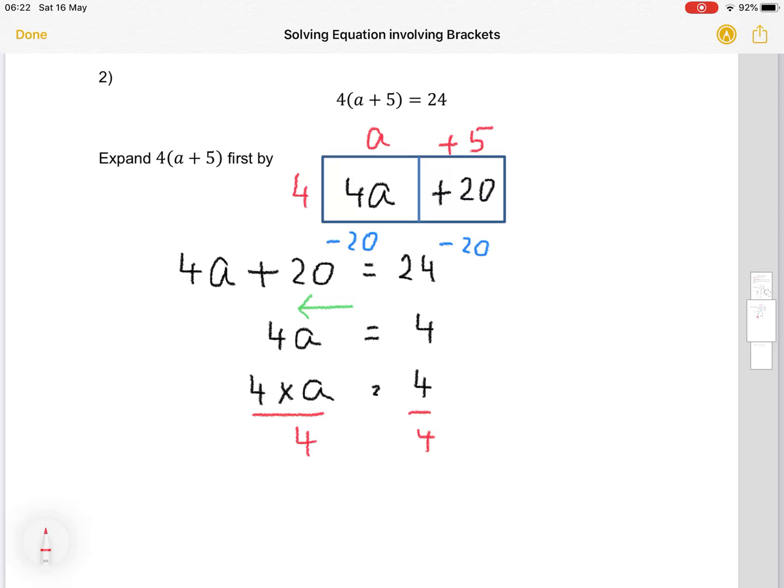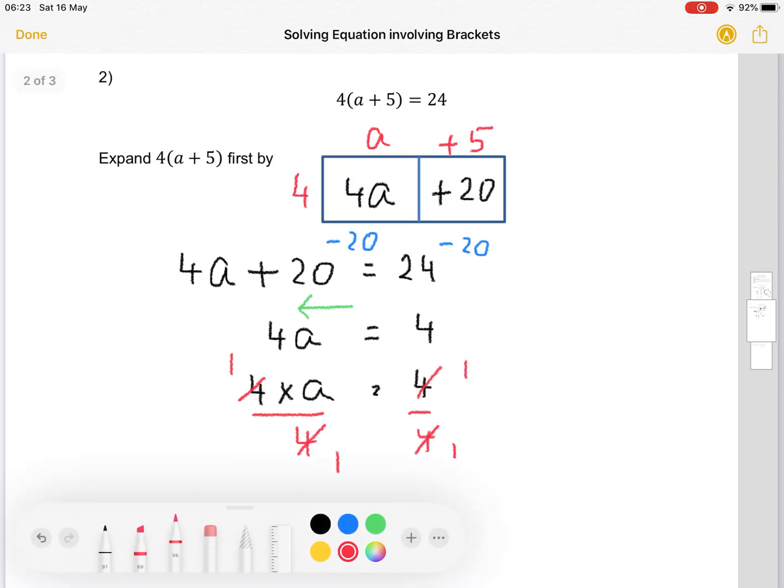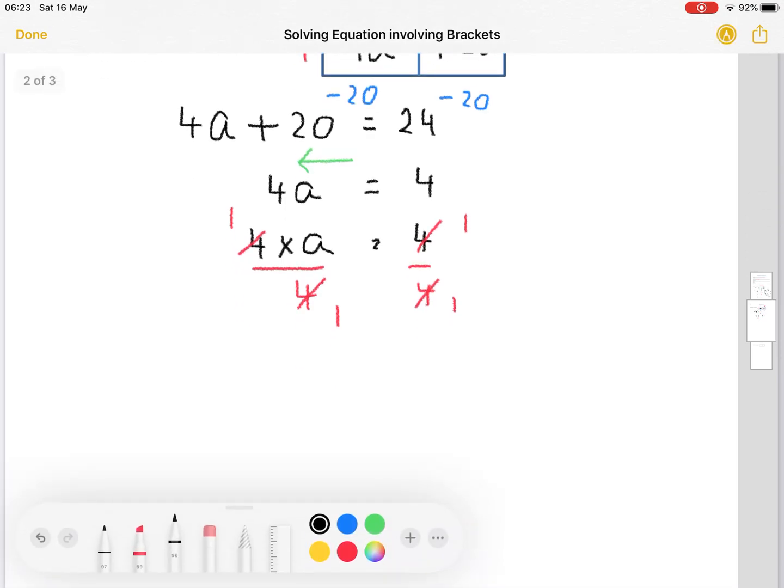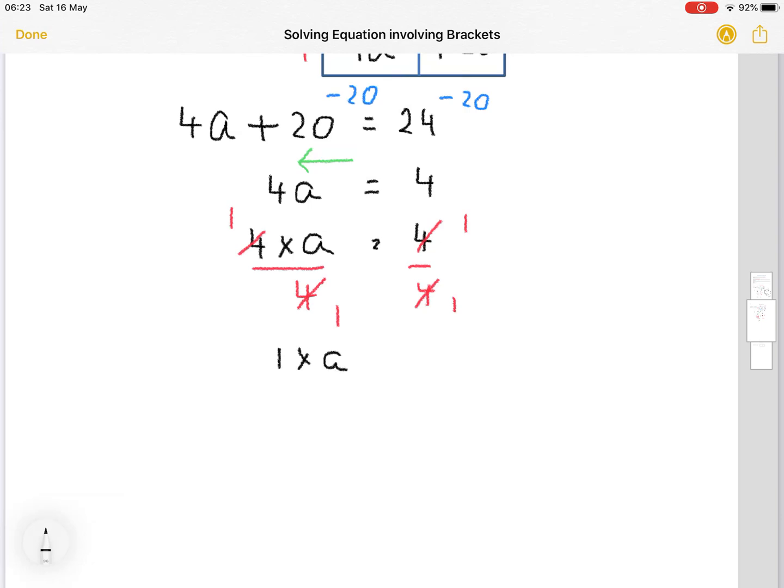I can cancel the left with the left, the right with the right. So I can cancel the 4 with the 4. 4 into 4 goes 1. I can cancel the 4 with the 4. 4 into 4 goes 1. So my equation becomes 1 times a all over 1 is equal to 1 over 1.